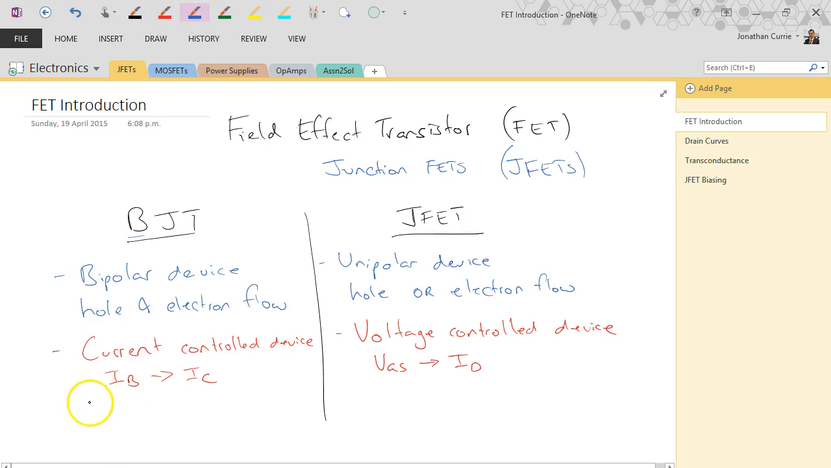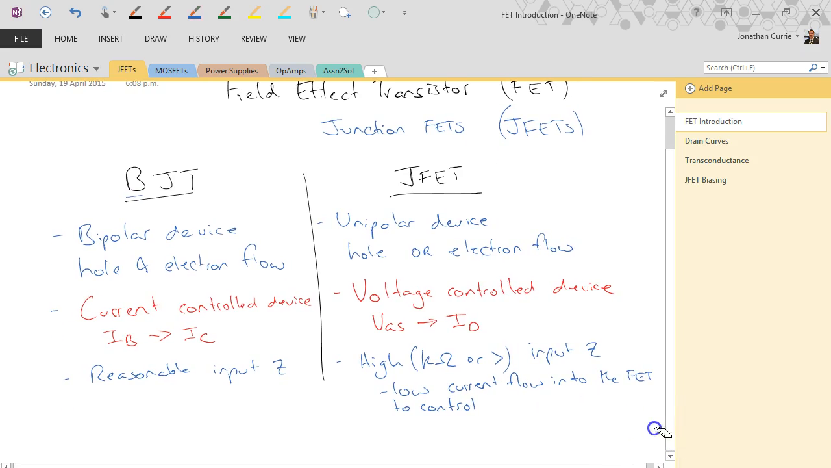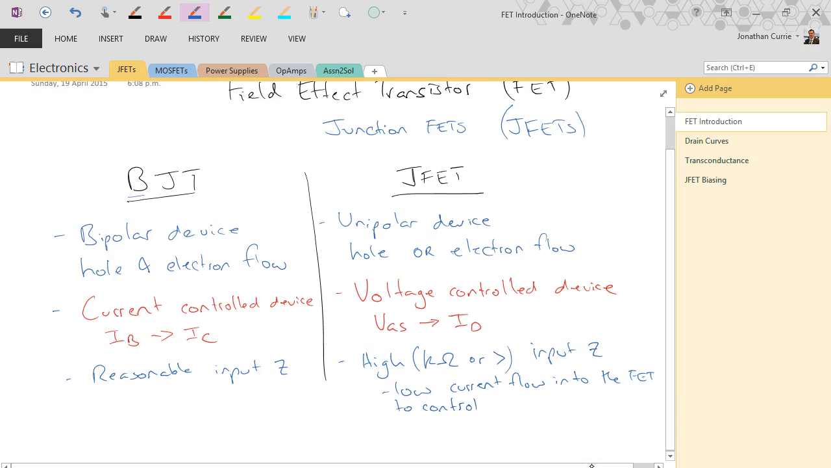In addition, our BJT has a reasonable, medium input impedance, while JFET has a high input impedance, kilo ohms or greater. And that means we get low current flow into the FET to control it. So this becomes a more efficient device in terms of actually controlling its operation. Using a FET, because we don't need to use any current to actually switch it on or off, or very, very little, it's actually a more efficient device.